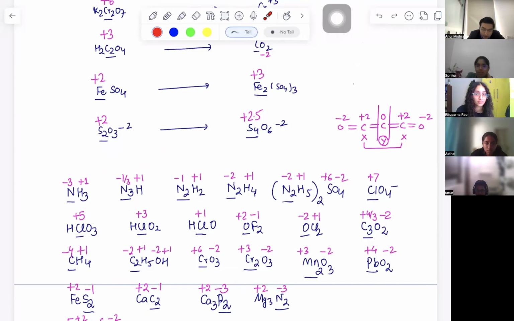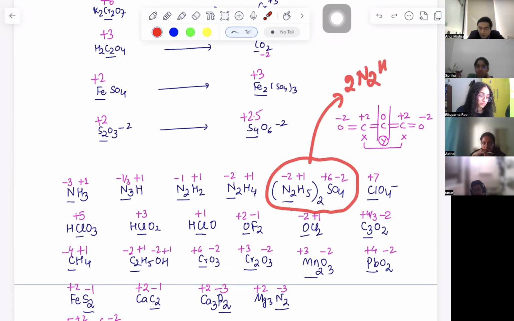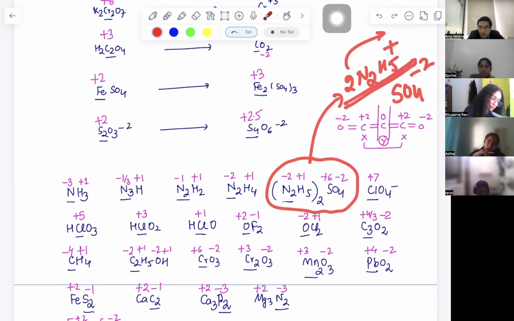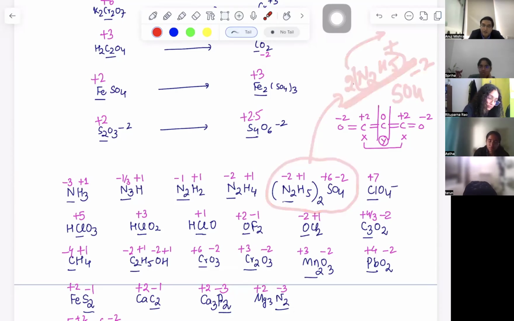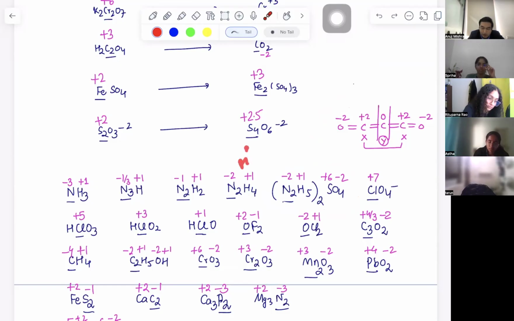Sir, can you explain for N2H5 whole square SO4? Yeah, N2H5 whole square SO4 को आप break कर लीजिए. It will become 2N2H5 plus and SO4 2-. ऐसे ओपन हो जाएगा. Now N2H5 plus is nothing but N2H4 with H plus. So whatever you get for N2H4, same you will get for this. Okay.